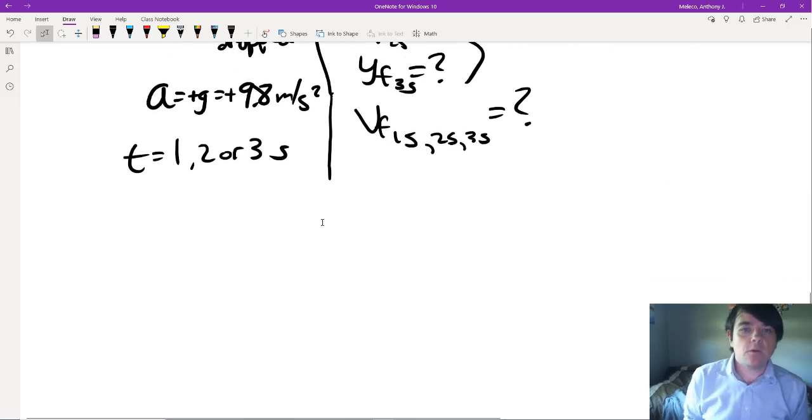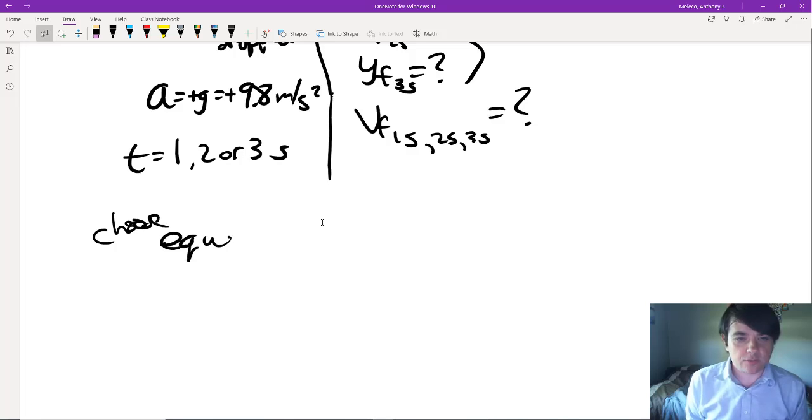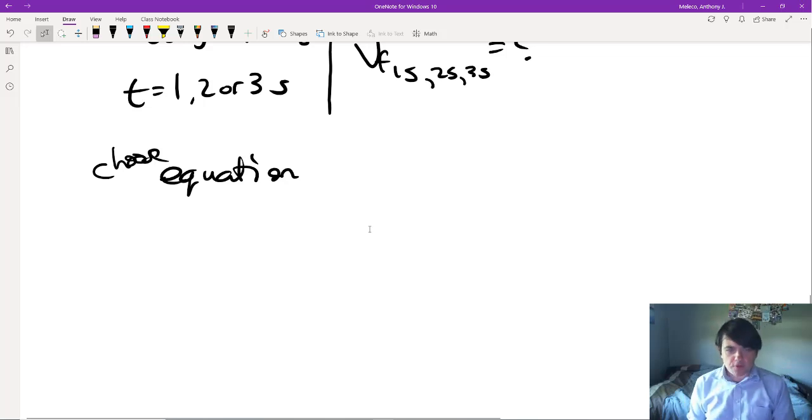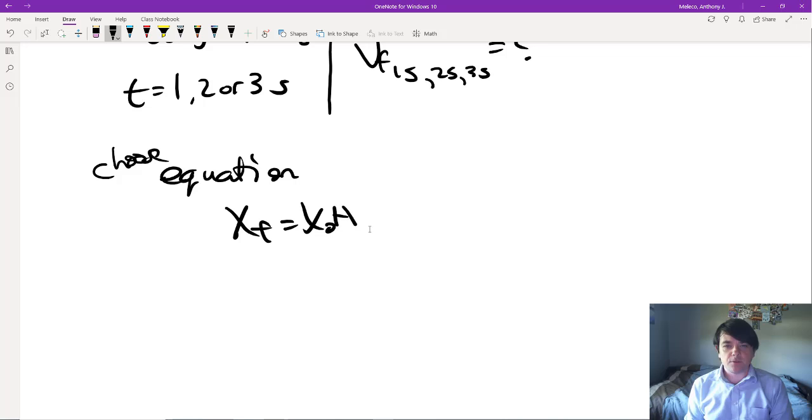So now the next step is to choose an equation. If you remember our previous equations, x final equals x initial plus v naught t, right? These are our equations.